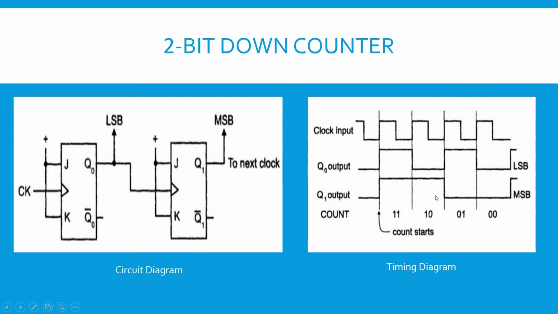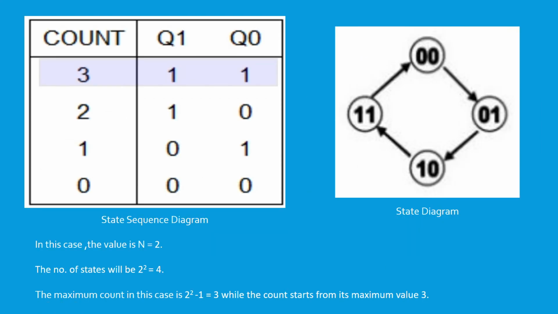So putting these values in the state sequence diagram, we will get this type of state sequence diagram. Q1, which is the MSB in our case, and the Q node, which is the LSB. Here we will initially get 1 1, which is the decimal equivalent of 3. So it will start its count from 3 and go on counting till its minimum value, 0 0, whose decimal equivalent is 0. So this type of counter is counting from the maximum value to the minimum value. That's why these types of counters are known as down counters.